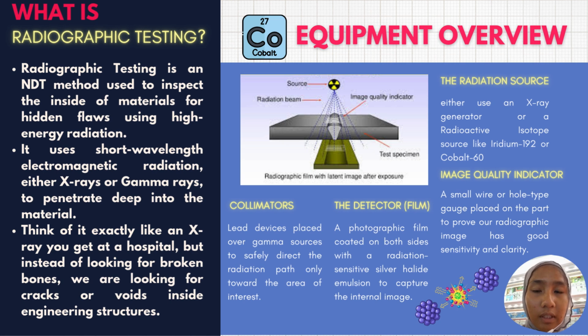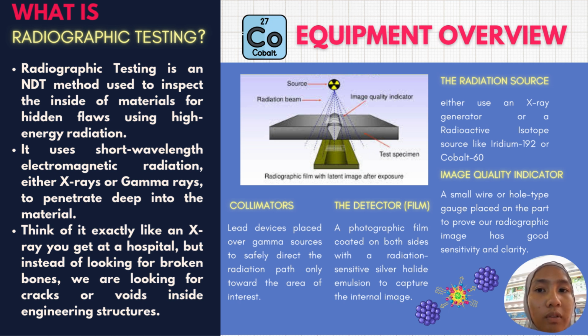What is radiographic testing? Radiographic testing is an NDT method used to inspect the inside of materials for hidden flaws using high energy radiation. It uses short wavelength electromagnetic radiation, either X-ray or gamma ray, to penetrate deep into the materials. It is like an X-ray you get at a hospital, but instead of looking for broken bones, you are looking for voids inside engineering structures.